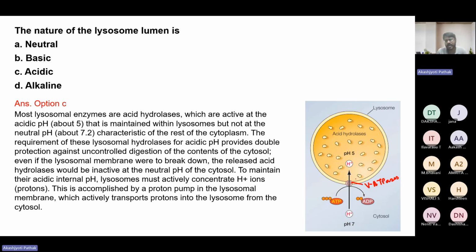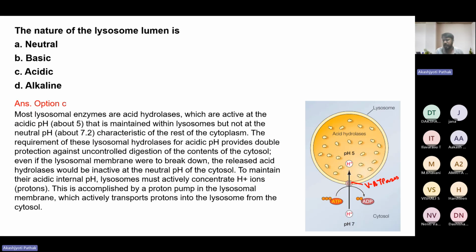Once these protons are transported into the lysosomal lumen, then what will happen? As the H plus concentration increases, the pH will decrease. So because of the presence of these V-ATPases, the lumen of the lysosome is acidic. And this acidic lumen is required for the different acid hydrolases present in the lysosome. Most lysosomal enzymes are acid hydrolases: proteases, lipases, nucleases, different types of enzymes. These are only active at the acidic pH.